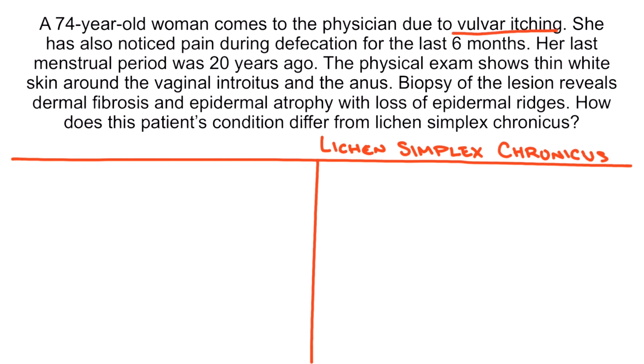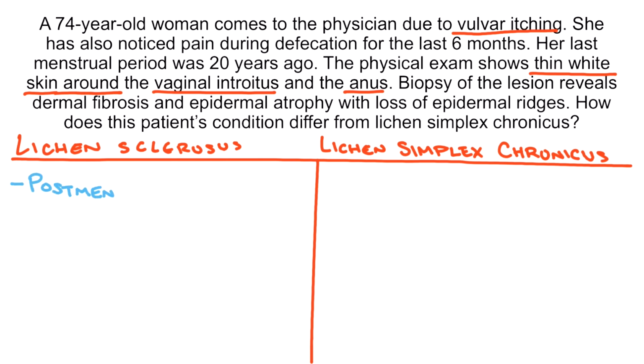All right, this patient presents with vulvar itching, dyschezia, and thin white skin around the vaginal introitus and the anus. This presentation is consistent with the diagnosis of lichen sclerosus. And let's compare lichen sclerosus to lichen simplex chronicus. Lichen sclerosus is the disease of postmenopausal and prepubertal women, while lichen simplex chronicus can occur at any age.